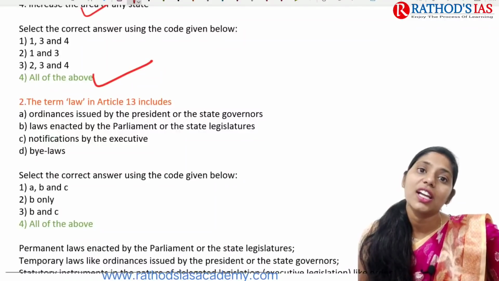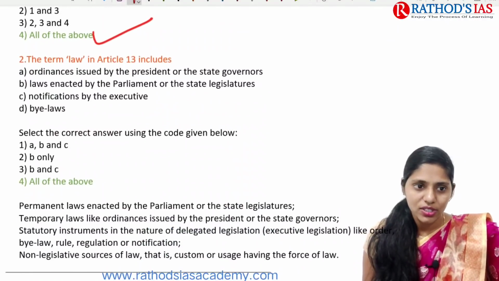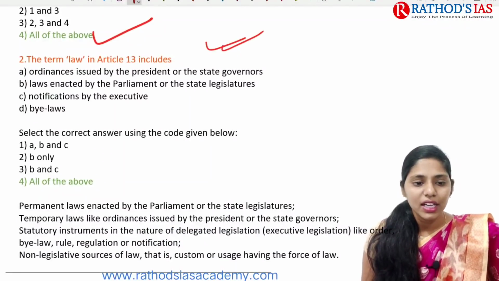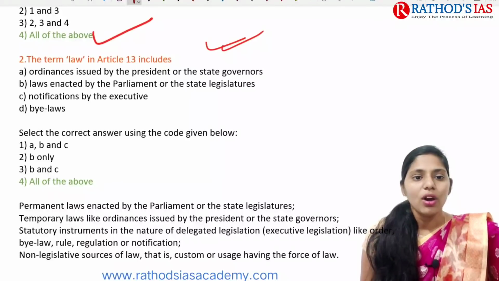And the next question is regarding Article 13 of the Indian Constitution. Article 13 mainly talks about law.